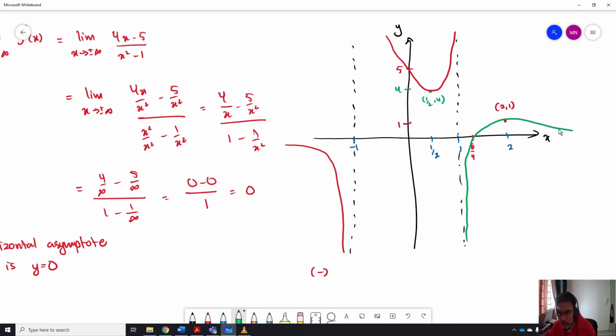Okay, so our horizontal asymptote is at y equal to 0. Don't forget our horizontal asymptote is at y equal to 0. That's why the graph never goes down again, and it only intercepts at 5 over 4. Okay, so that is how we sketch the graph for this equation. So thank you.